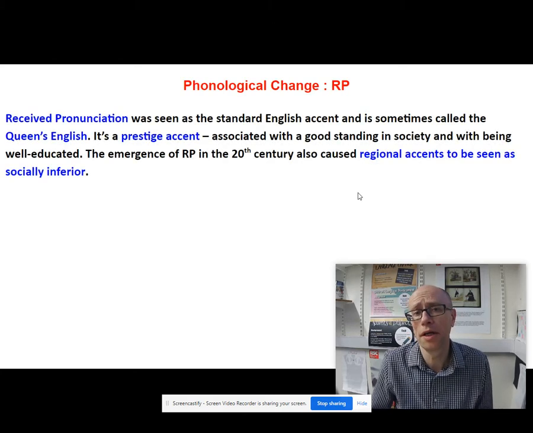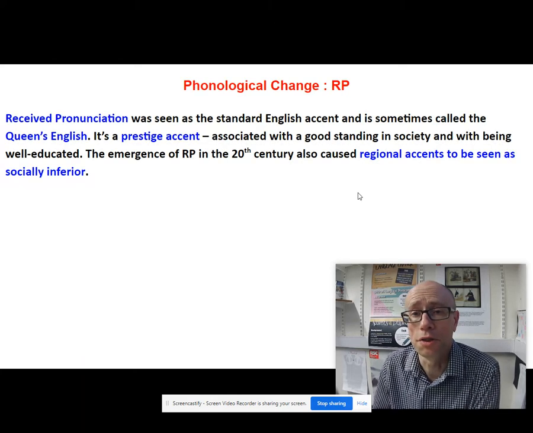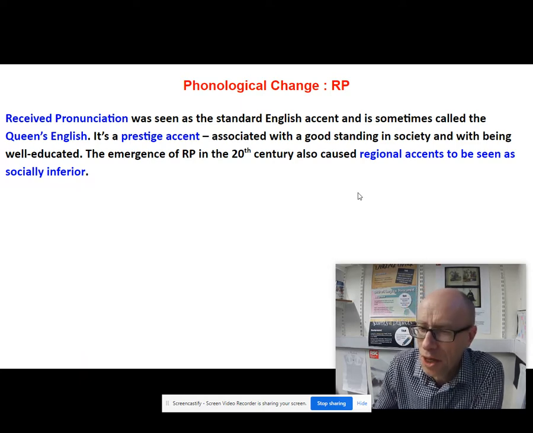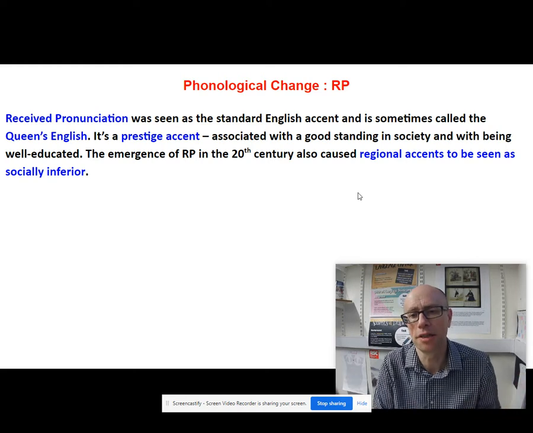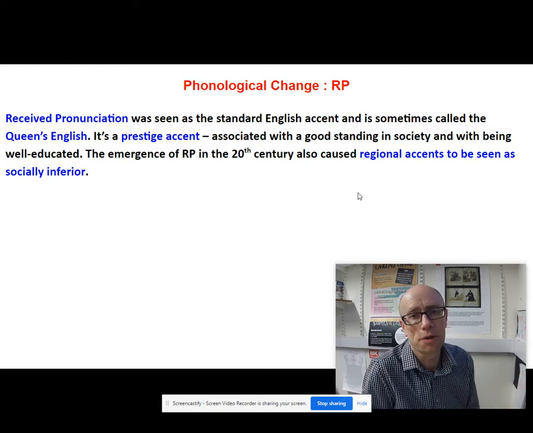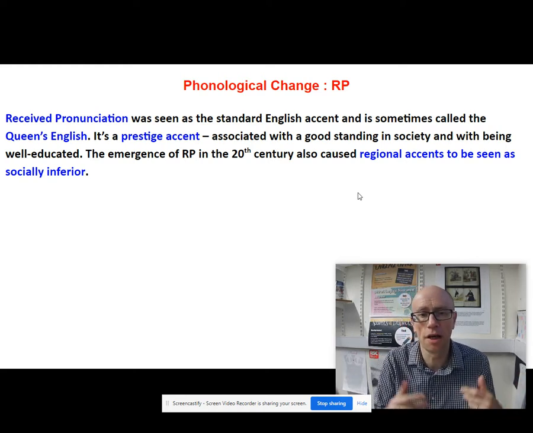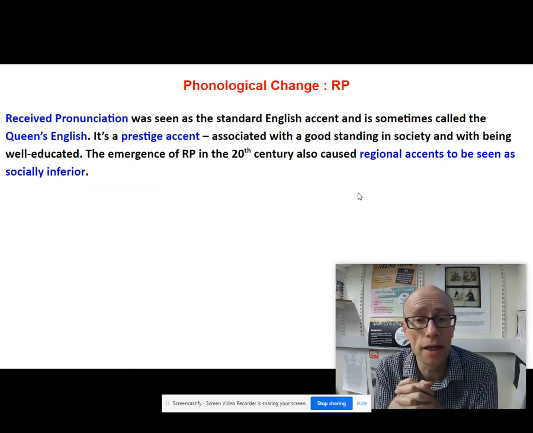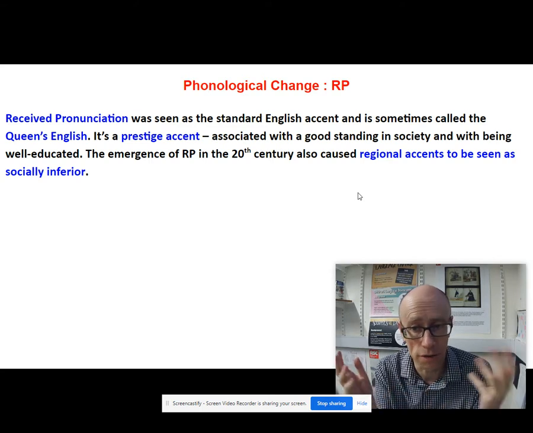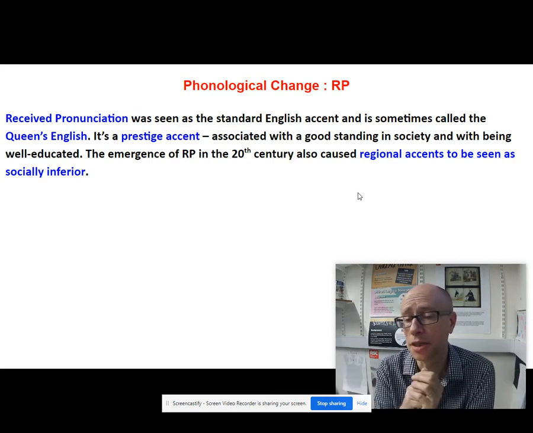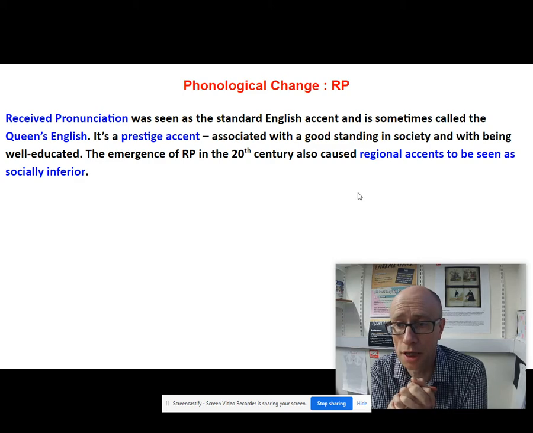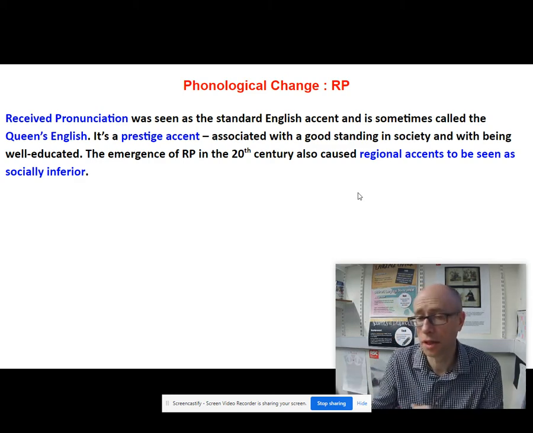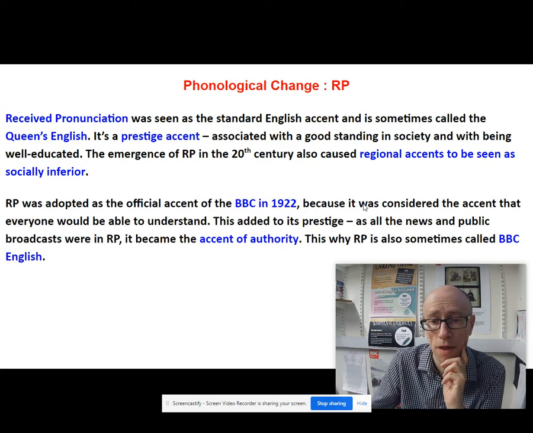Let's talk about RP. RP is the received pronunciation, once seen as the standard English accent. Sometimes it's given the misnomer Queen's English. The thing about it, it's a prestige accent. It's associated with good standing in society, and it's a sign of demonstrating good education, in inverted commas. And really, it emerged in the 20th century. You might think, well, it's been around for centuries and centuries, but it hasn't. It emerged in the early 20th century, and its emergence really led to regional accents being seen as socially inferior.